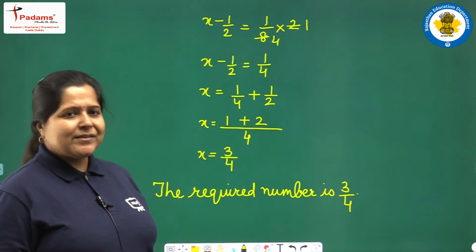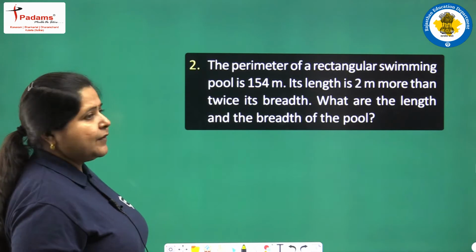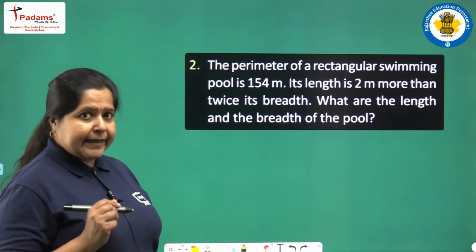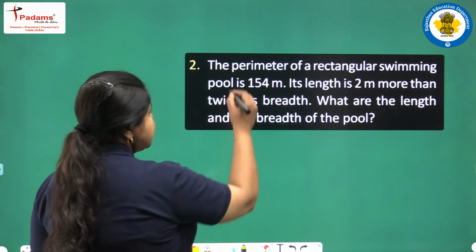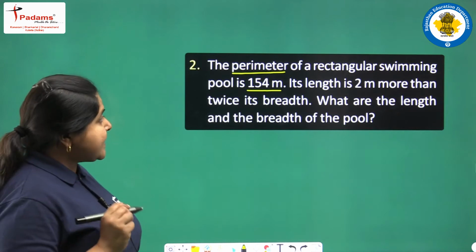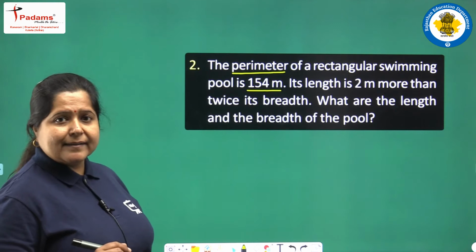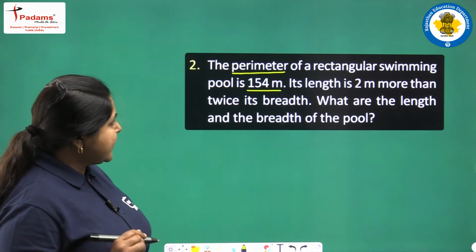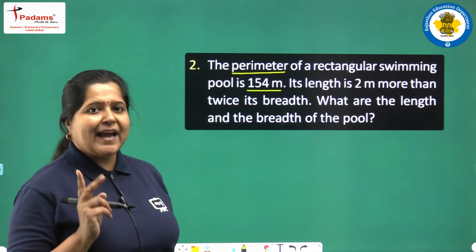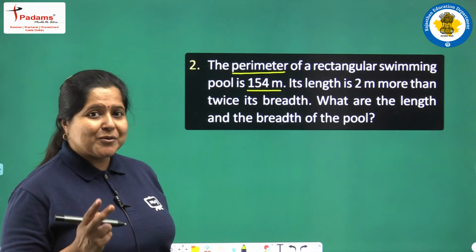We take one more question. The perimeter of a rectangular swimming pool is 154 meters. Here one swimming pool has been given, rectangular in shape, and its perimeter has been given equal to 154 meters. Its length is 2 meters more than twice its breadth. What are the length and the breadth of the pool? Now two things have been asked, length and breadth. We may get confused whom to take as x and whom not to.